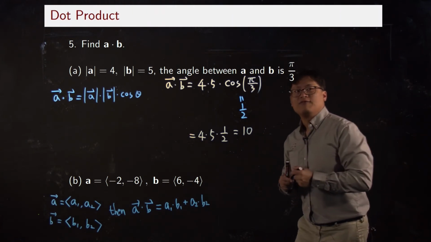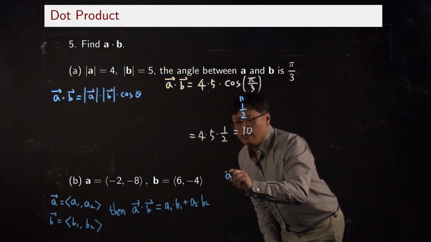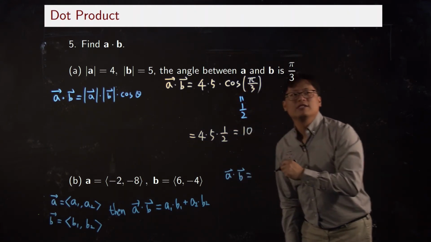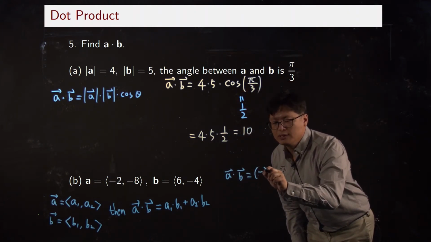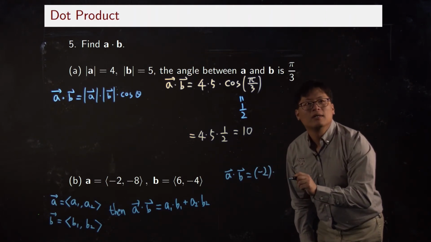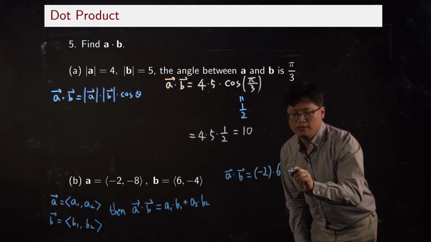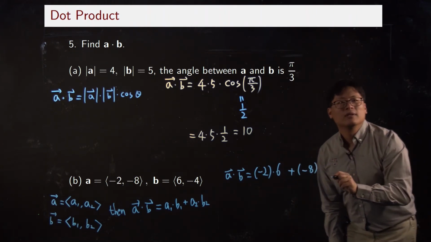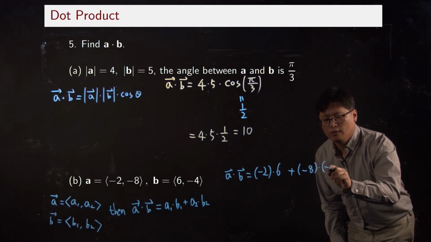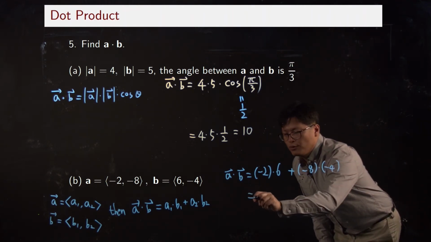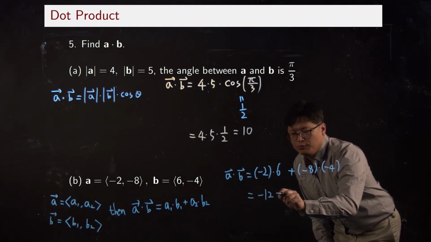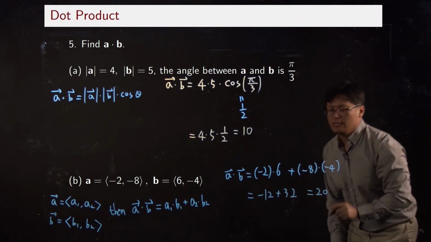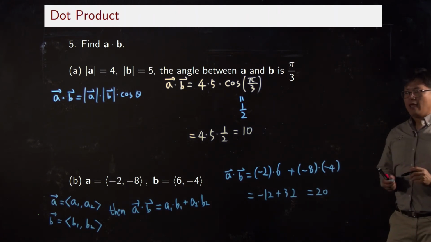So for this vector, A dot B is equal to the x component multiplication, which is -2 times 6, plus -8 times -4. Which is equal to -12 plus 32. So this is the dot product between A and B.